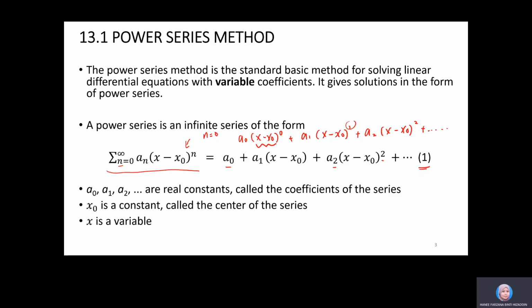So what are the terms inside the power series? a naught, a1, a2, a3, a4, and so on are real constants called the coefficients of the series. x naught is also a constant. x naught is called the center of the series, and the variable is x.